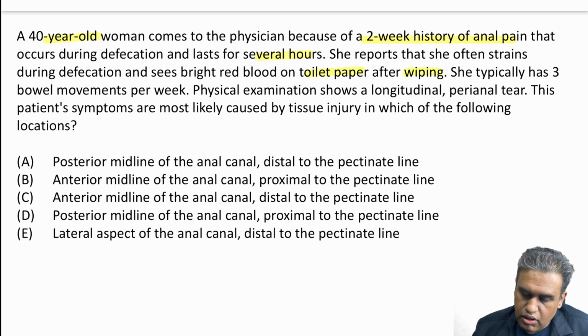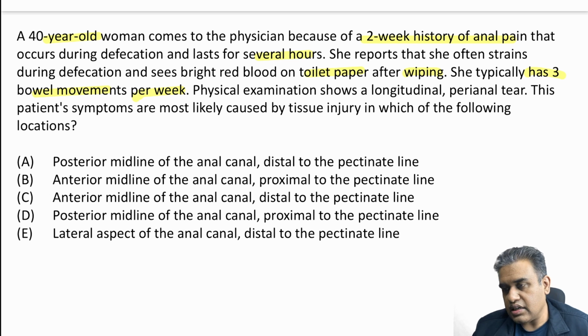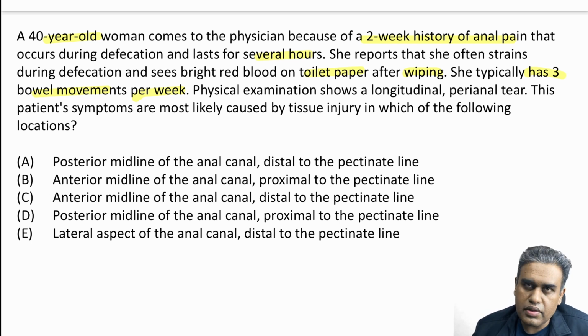She typically has 3 bowel movements per week. Now see, don't go with the 3 bowel movements. It is exactly a case of constipation. Constipation is defined when there is irregularity in whatever the normal rhythm is there. 3 times per week could be normal in some areas of the world. So don't go by exact numbers. Unlike the definition of diarrhea, constipation is more about the consistency or texture of the bowel movement which is coming out. Physical examination shows a longitudinal perianal tear.